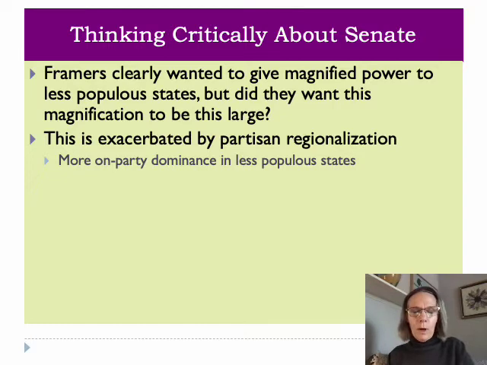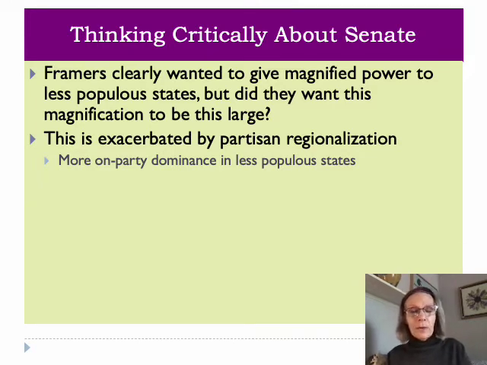But we're at a time period, and we'll be talking about this later in the semester, where we have a great level of partisan polarization. And that partisanship is, as it says there, exacerbated by partisan regionalization. When you look at the largest states in the United States, California, Texas, Florida, Pennsylvania, those are sort of mixed states. You get a mixed bag: California more blue, Texas more red, Florida more red, Pennsylvania mixed. So you don't have that one party dominance in the Senate.